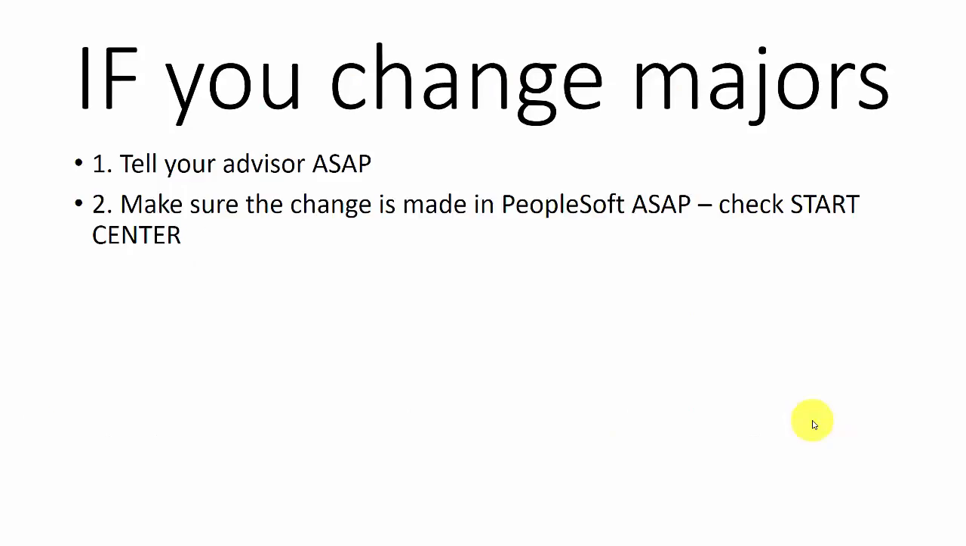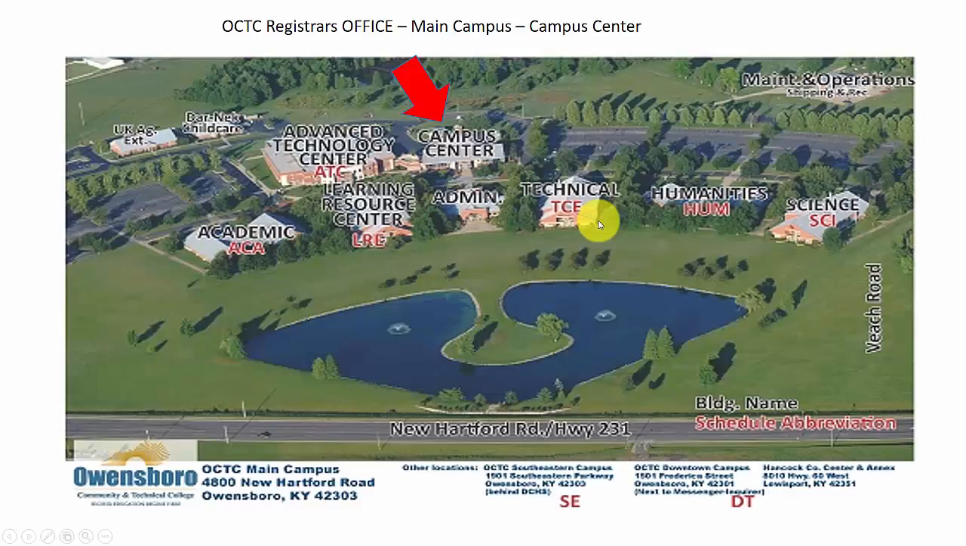If you change majors, tell your advisor ASAP, that's me, and make sure the change is made in PeopleSoft ASAP, which means you want to check with the Start Center to find out what has to be done to make sure it's changed in PeopleSoft. Now, when all that is finished, you come to me, we get the signatures, and then you go with your plan that's signed by both of us to the campus center, and you go to the registrar's office and complete the rest of the paperwork for the degree. And I believe that's it, and I hope this has been very helpful to you.